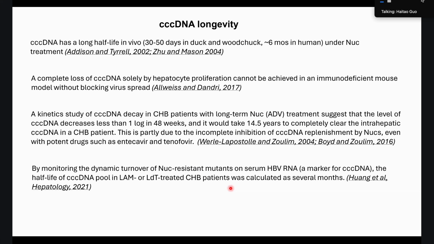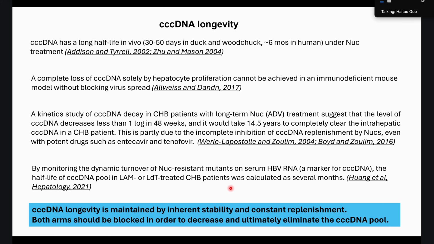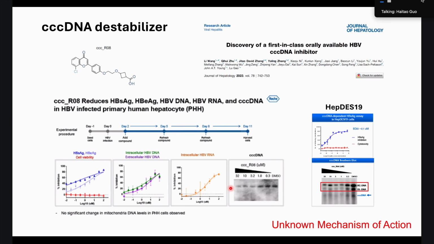the half-life of the cccDNA pool in lamivudine or LdT treated chronic hepatitis B patients was calculated as several months. That's shorter than previously thought, but it still indicates that the cccDNA half-life is long. So the cccDNA longevity is maintained by its inherent stability and also the constant replenishment from the replicating rcDNA intracellularly. So both arms should be blocked in order to decrease and ultimately eliminate the cccDNA pool, which is very challenging. And this is an example.